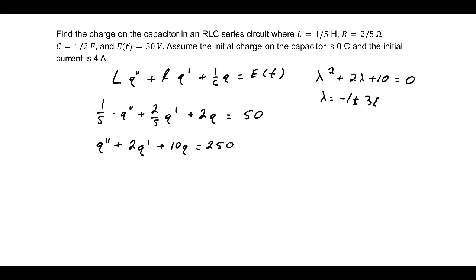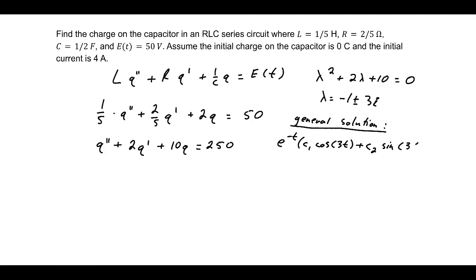Which means that our general solution is of the form e to the -t, open parentheses, c sub 1 times cosine of 3t, plus c sub 2 times sine of 3t, close parentheses. That's our general solution.